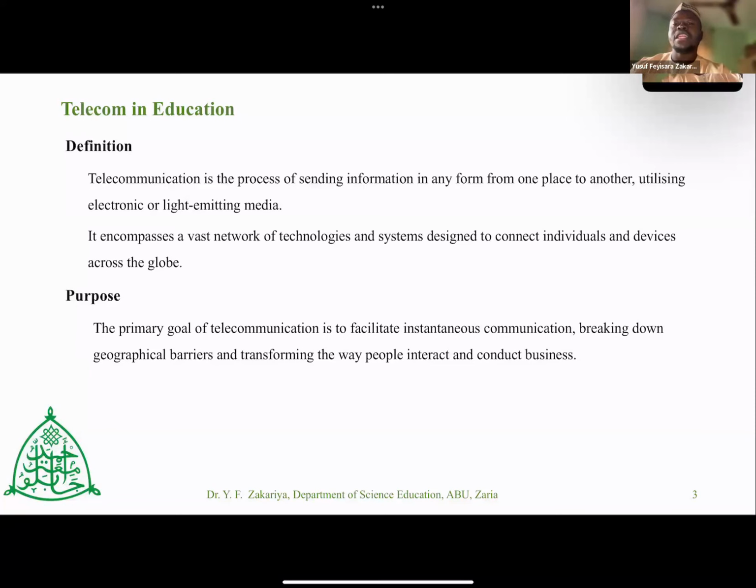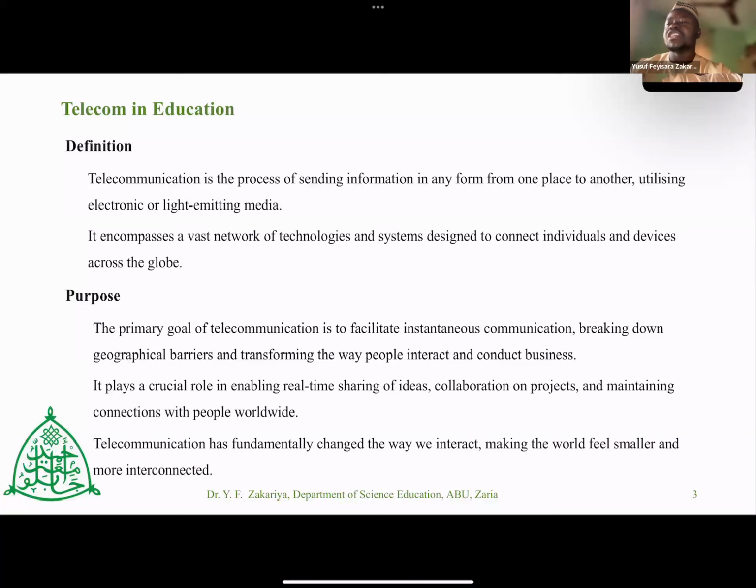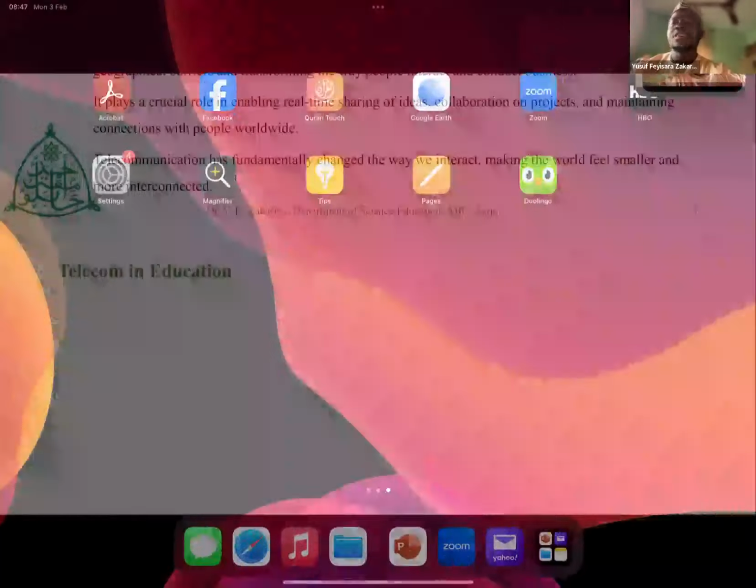So the purpose of telecommunication is to facilitate immediate or instant communication, where we can break down the barriers of geography and transform the way people interact and conduct business. It plays a crucial role in enabling real-time sharing of ideas, collaboration on projects, and maintaining connections with people worldwide. What concerns us most as educators is what are the purposes of this telecommunication in education? Why do we engage in telecommunication in education? So telecommunication has fundamentally changed the way we interact, which makes the world feel smaller.